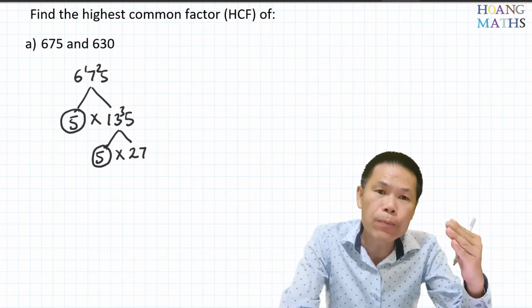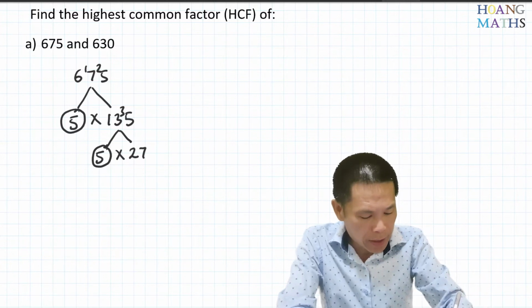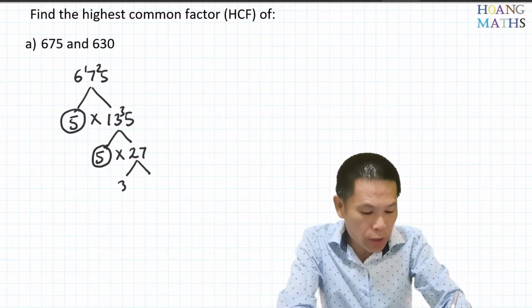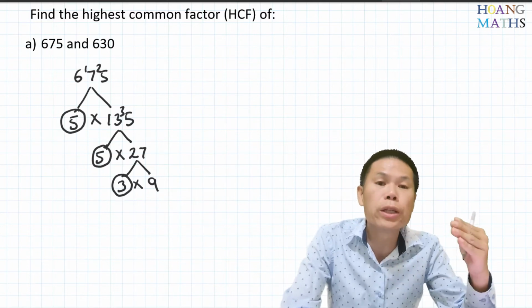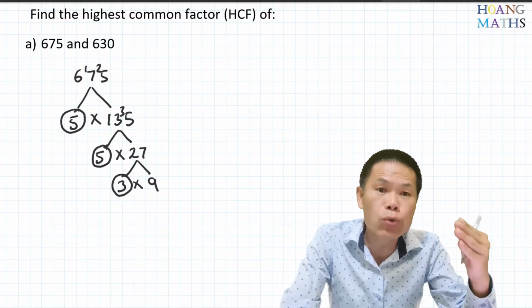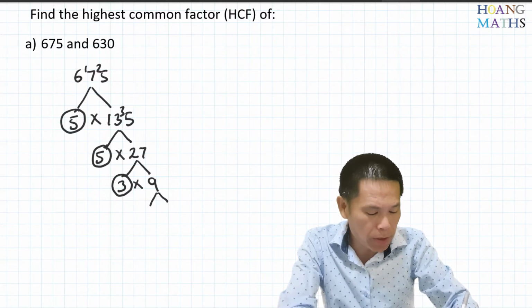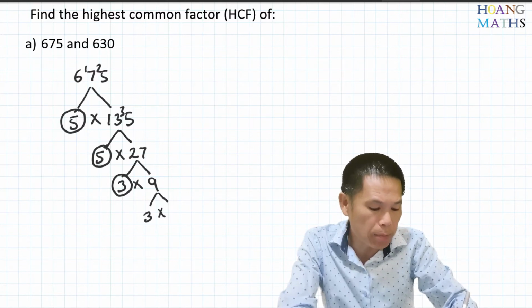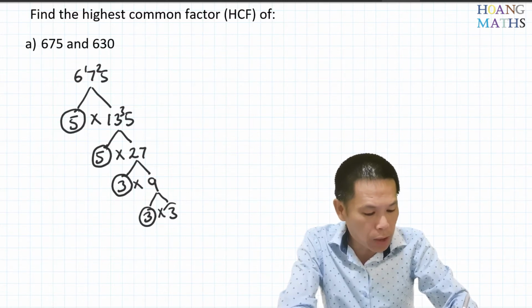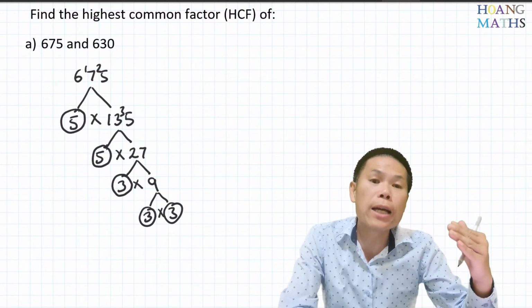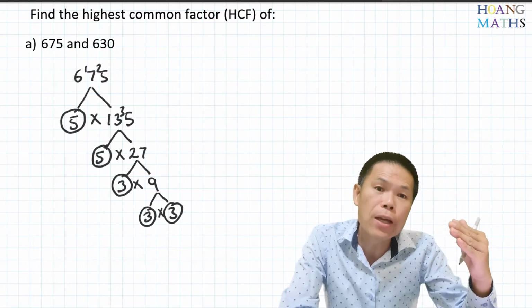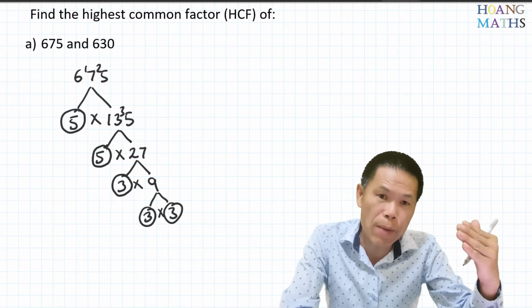And this 5 is a prime. And 27 is 3 times 9. So this becomes 3 times 9. And we circle this because 3 is a prime number. And 9 is 3 times 3. So let me split this out. 3 times 3. And we circle it. Now we just need to write 675 as a product of prime numbers.